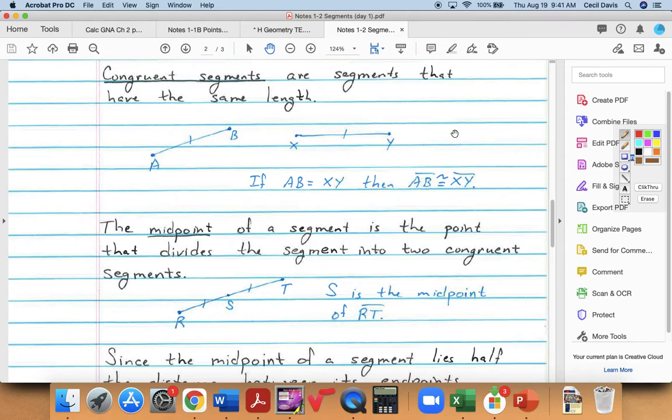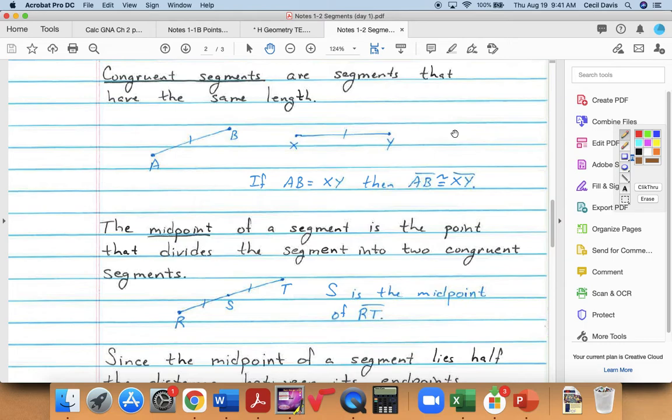Now, what happens if we find that two segments have the same length? Well, if two segments have exactly the same length, we call those congruent segments. Some people say congruent, I say congruent. I think if you look in the dictionary, both are acceptable. But congruent segments are segments with the same length.